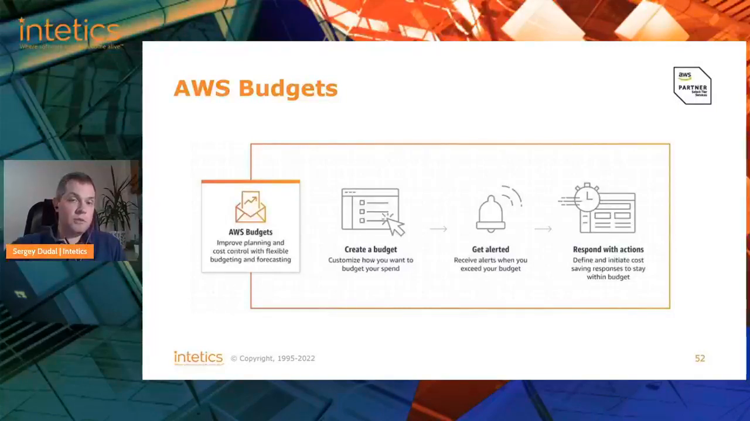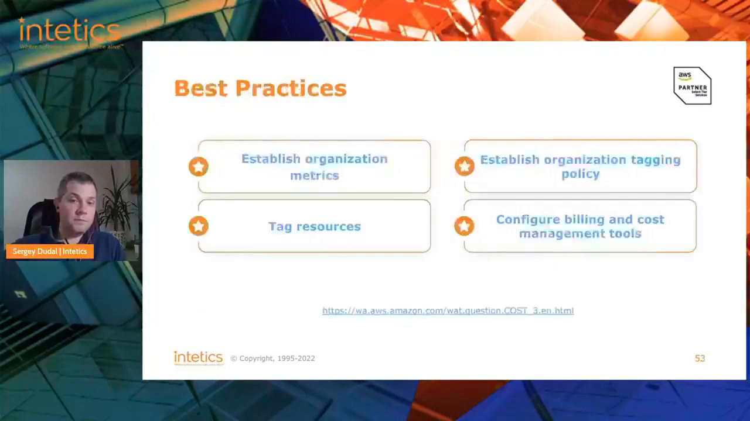AWS Budgets also sends events to SNS, and as a result we can send simple notifications for someone to manually review and react to this situation. Or, for example, we can subscribe our Lambda and automate some actions when such an alert appears, which makes this tool very powerful for us.